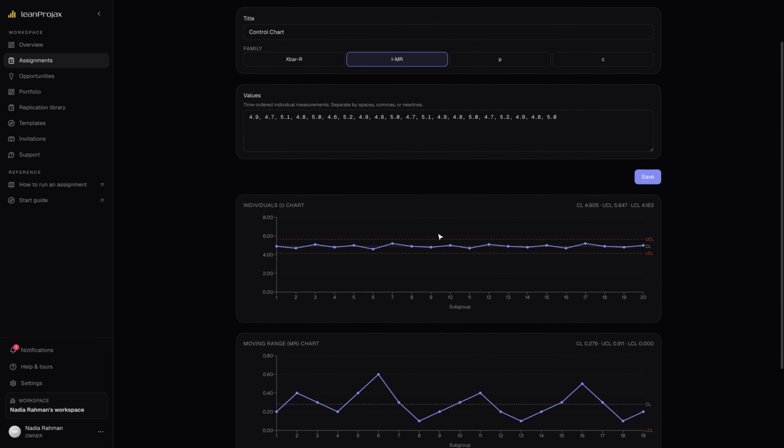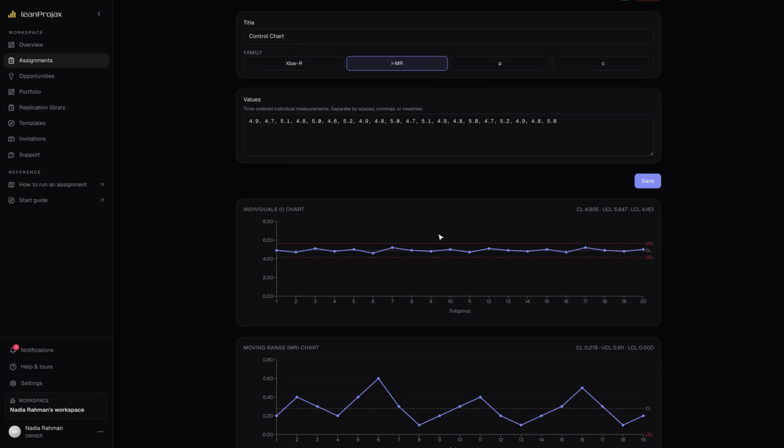This is the difference between a dashboard and a control chart. A dashboard tells you the number. A control chart tells you whether the number is behaving, whether a blip is ordinary noise or a genuine signal that something has changed and someone must act. Both charts agree. In control.